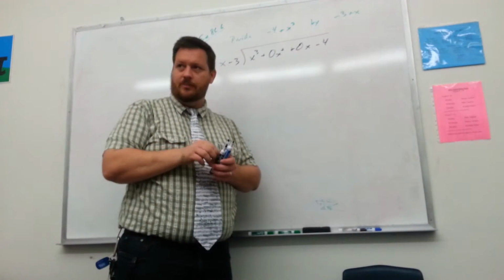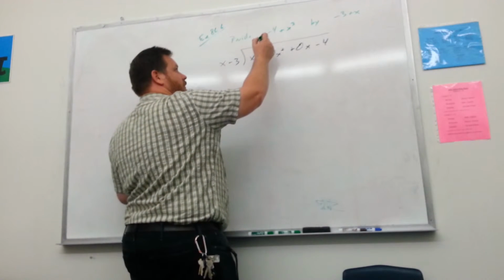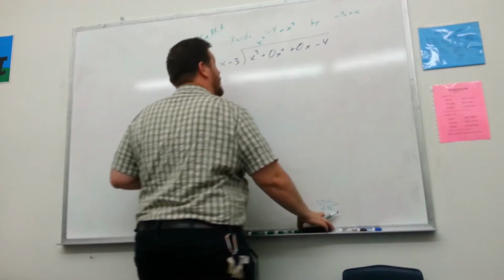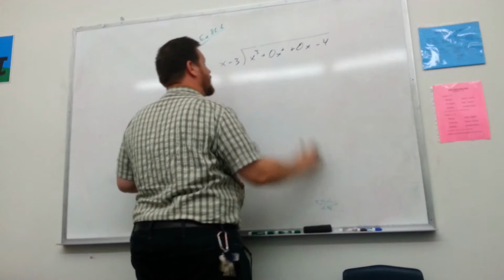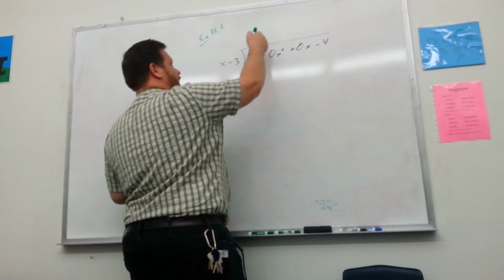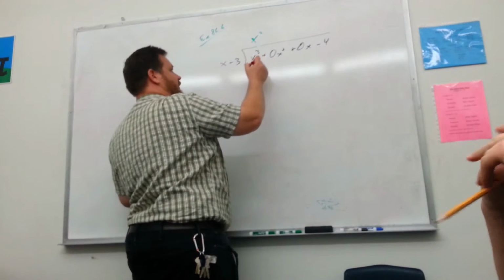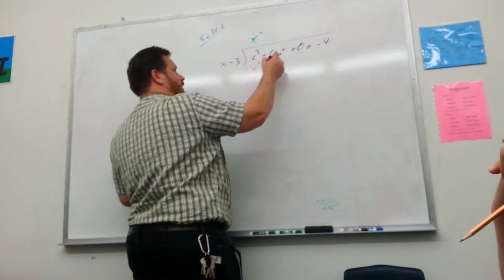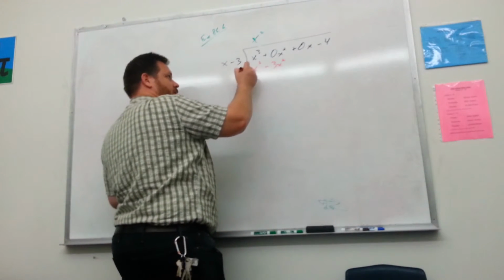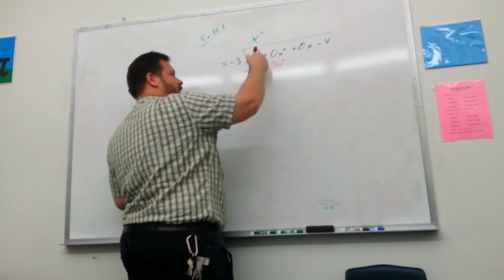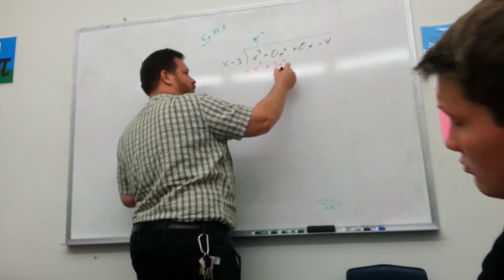All right, so we follow our procedure. Here we go. X times what goes into x cubed? X squared. Then we multiply. X squared times this gives us x cubed minus 3x squared. Then we subtract, change both signs. X cubed minus x cubed goes away. 0x squared plus 3x squared is 3x squared.